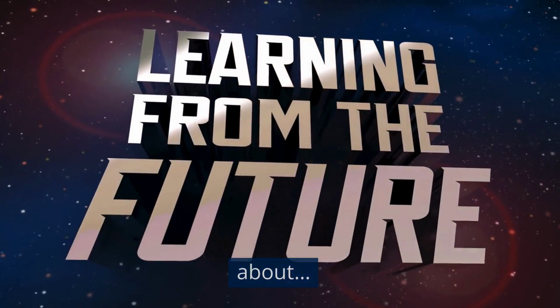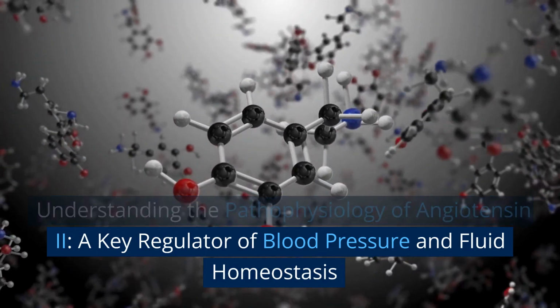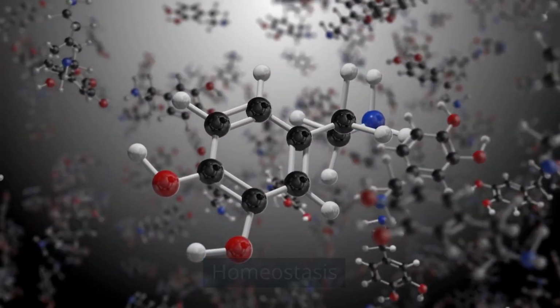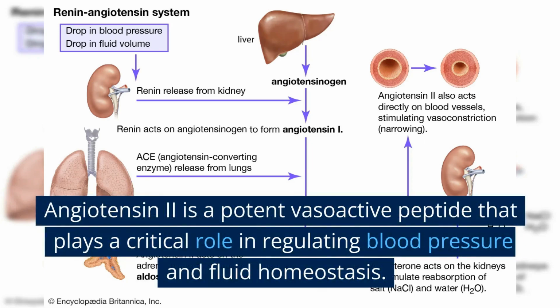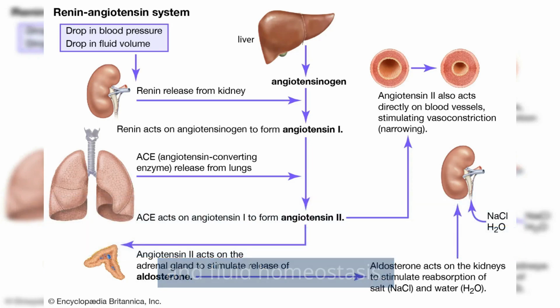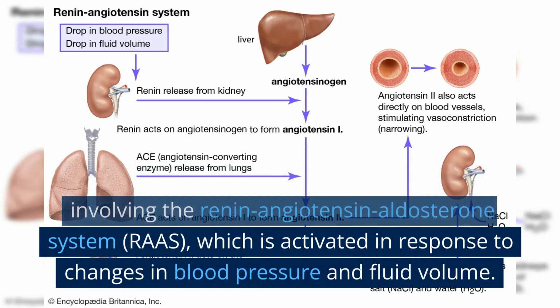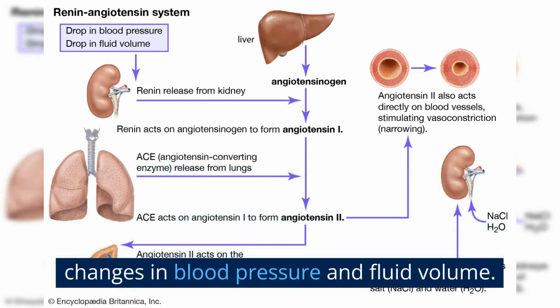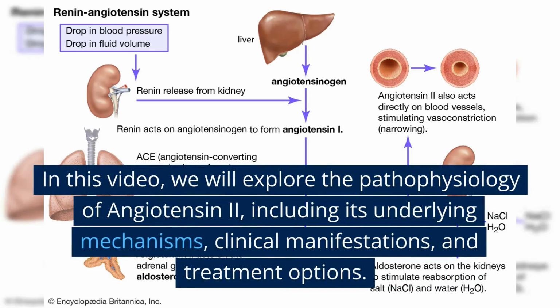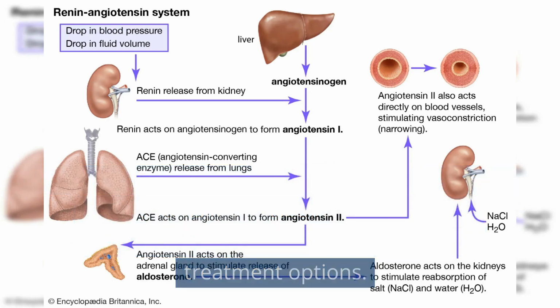Today we are going to be speaking about understanding the pathophysiology of angiotensin II, a key regulator of blood pressure and fluid homeostasis. Angiotensin II is a potent vasoactive peptide that plays a critical role in regulating blood pressure and fluid homeostasis. It is generated through a complex pathway involving the renin-angiotensin-aldosterone system, RAS, which is activated in response to changes in blood pressure and fluid volume. In this video, we will explore the pathophysiology of angiotensin II, including its underlying mechanisms, clinical manifestations, and treatment options.